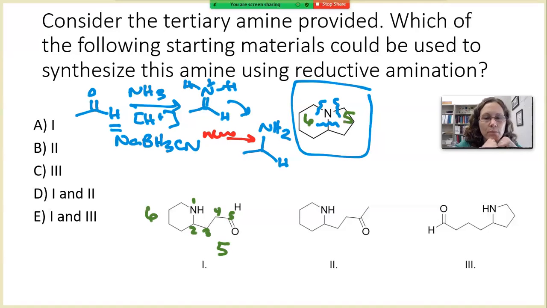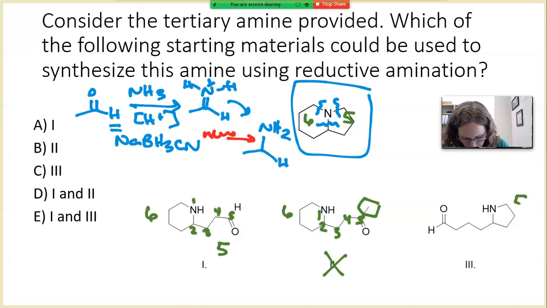Next, let's think about molecule number 2. Molecule number 2 has the 6-membered ring, and if we number this way, we do get a 5-membered ring, but no, there's a methyl group hanging off here. And so that would have to have some kind of methyl on the starting material, which we don't see. There aren't any substituents. So we can cross 2 off because it's not going to have that extra methyl present.